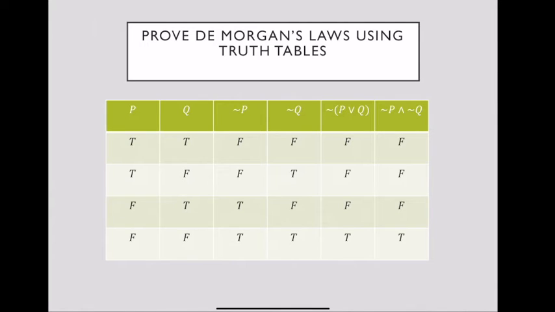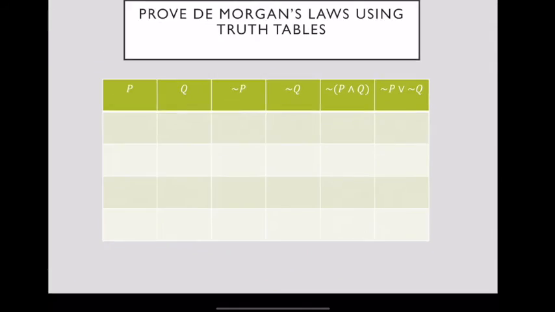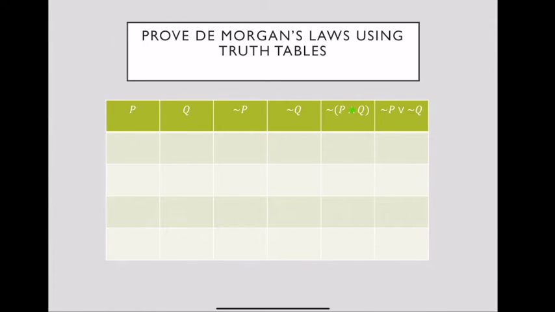Okay, let's go ahead and prove the other, De Morgan's other law. The logical equivalence of not (P and Q) gives us not P or not Q.